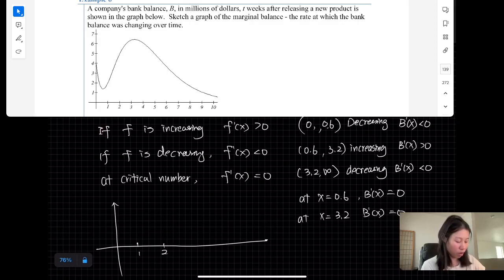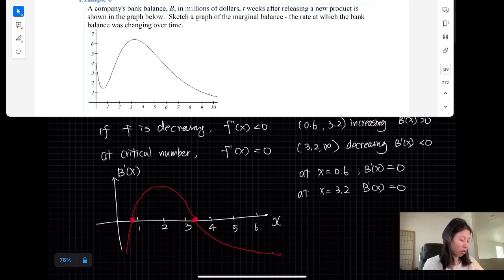Okay, so let's label the axis first. The horizontal axis is x. The vertical axis is not y, it's the first derivative, because they're asking you to sketch the graph of the first derivative. And we know that at 0.6 we have our critical point, and at 3.2 we have our critical point. Before 0.6, the graph is negative, so the graph is going to be below the x-axis. Between 0.6 and 3.2, the graph is going to be above, and after 3.2, the graph is going down. So the graph possibly looks like this one. You may take a look.